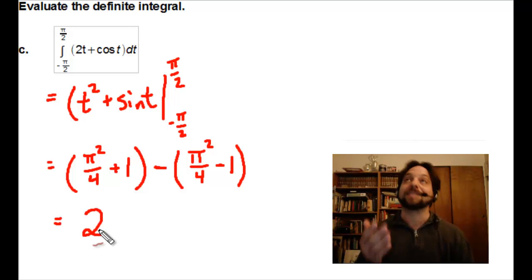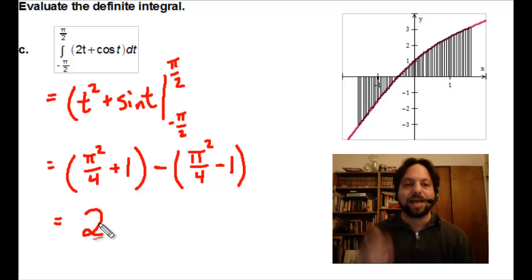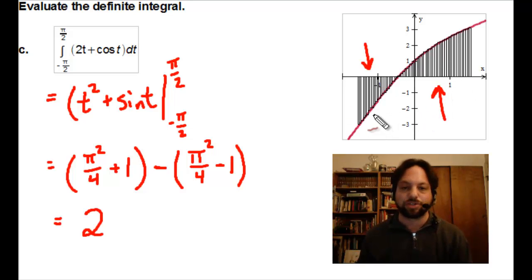Now, let's go ahead and take a look at what is going on here. There's the function, and I've already gone ahead and shaded in the area that we're looking at. Of course, this does involve having a negative area and a positive area, but when we put all those together, it does equal 2.